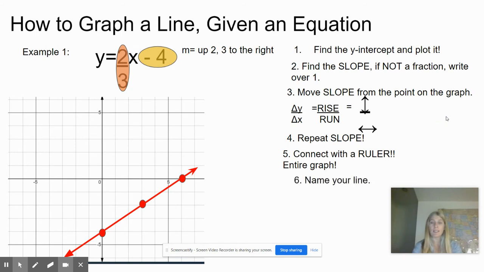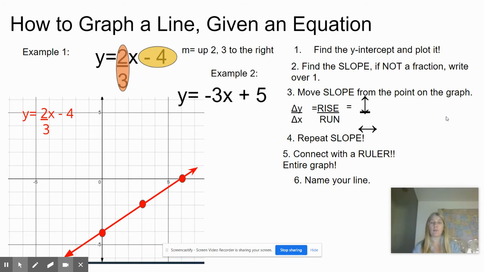And finally, we're going to name your line. Naming your line is simply writing the equation on the graph itself. So in this case, my red line is y equals 2/3 x minus 4. We're going to go ahead and try this again with example number 2.